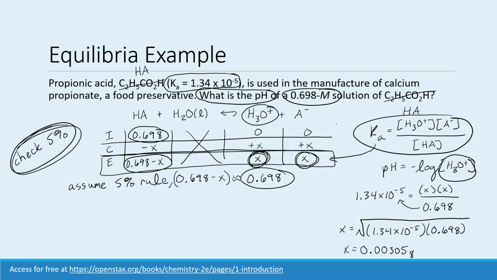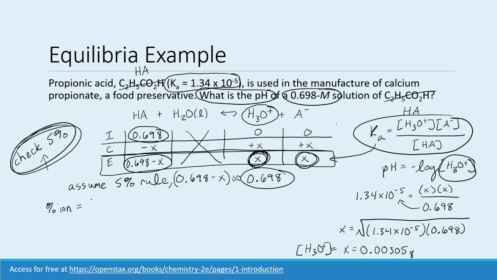We've got to remember what X equals. X is equal to the hydronium ion concentration at equilibrium, which is going to help us determine the pH. And so if we need to, we can write out here that X is equal to the hydronium ion concentration, which is what we want. But before we plug that in and use it for the pH, let's check that 5% rule and check that percent ionization.